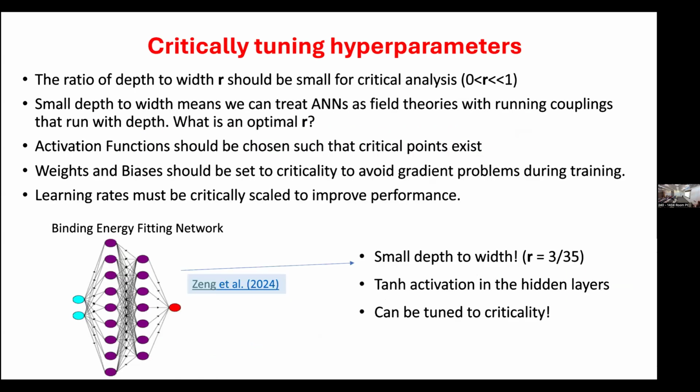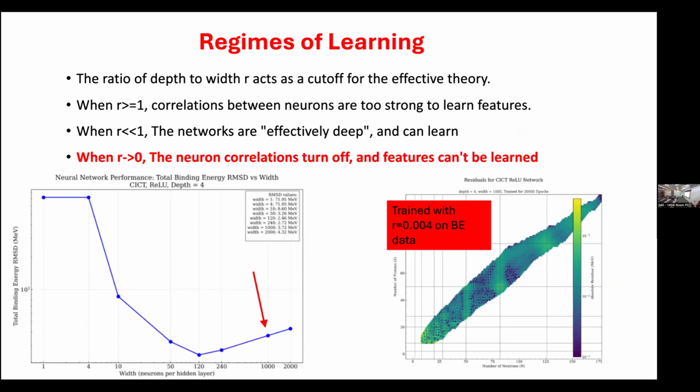So did you try making the network deeper and wider, so keeping the ratio fixed, just increasing the number of parameters? And does it only depend on the ratio?